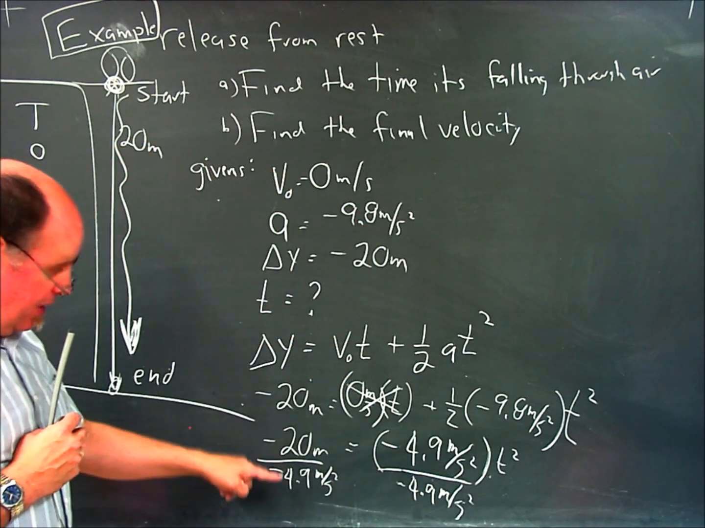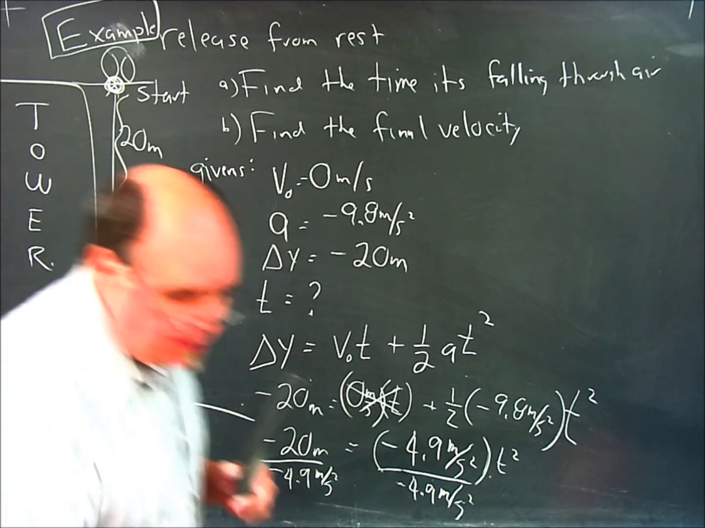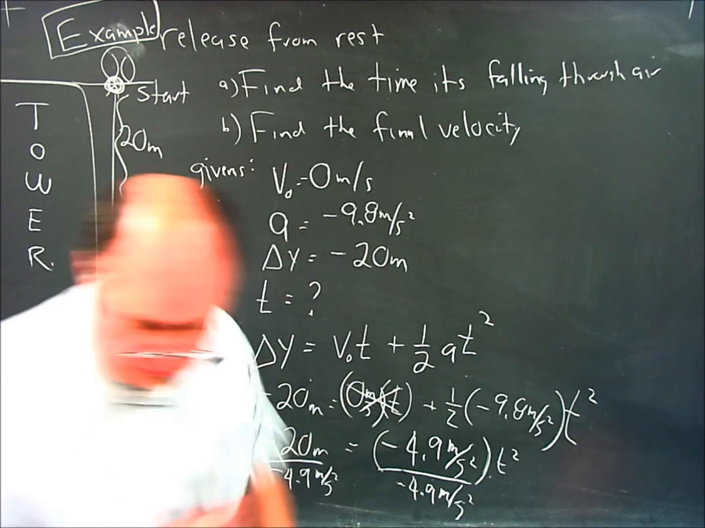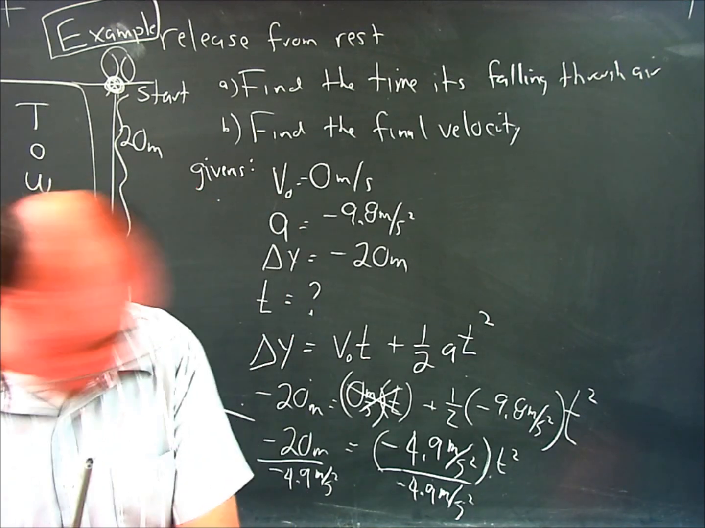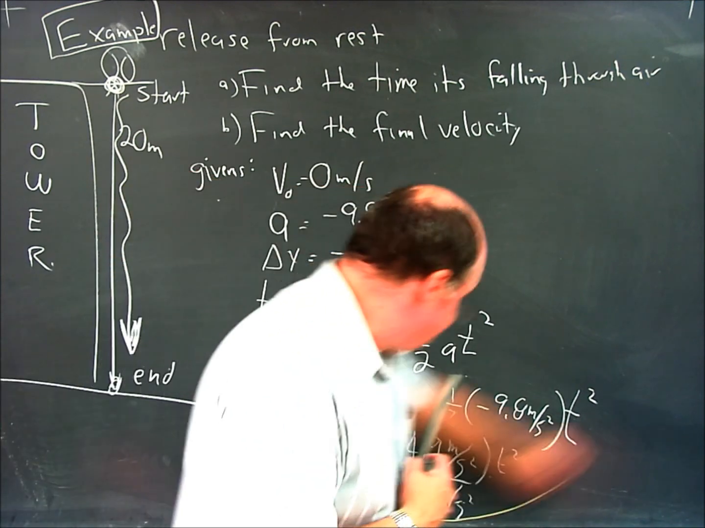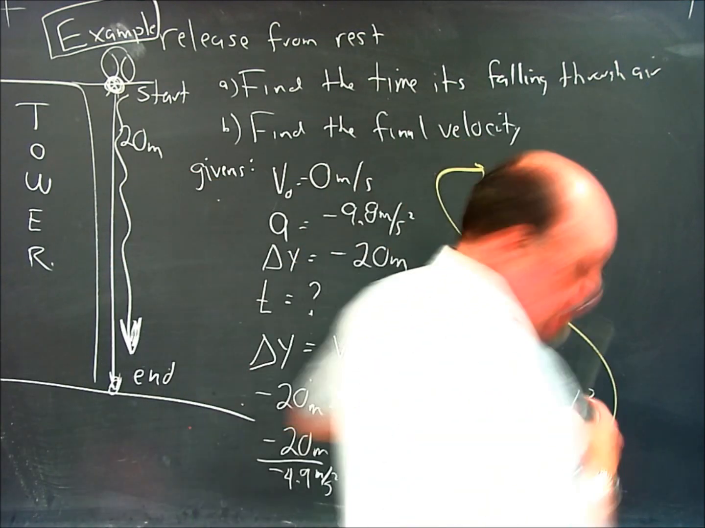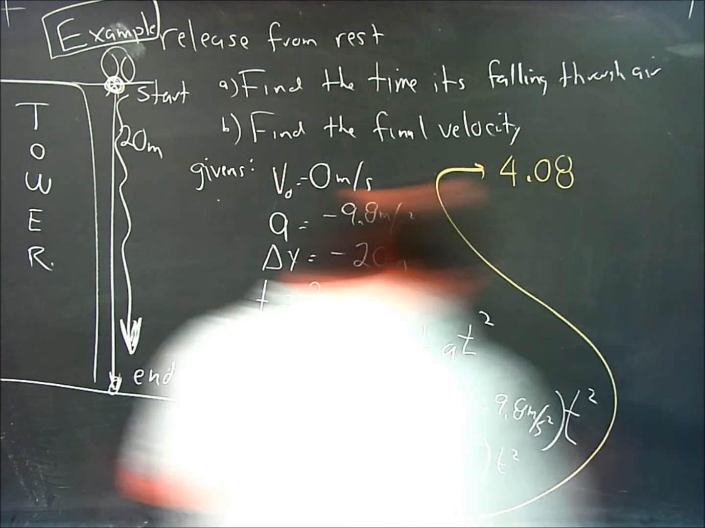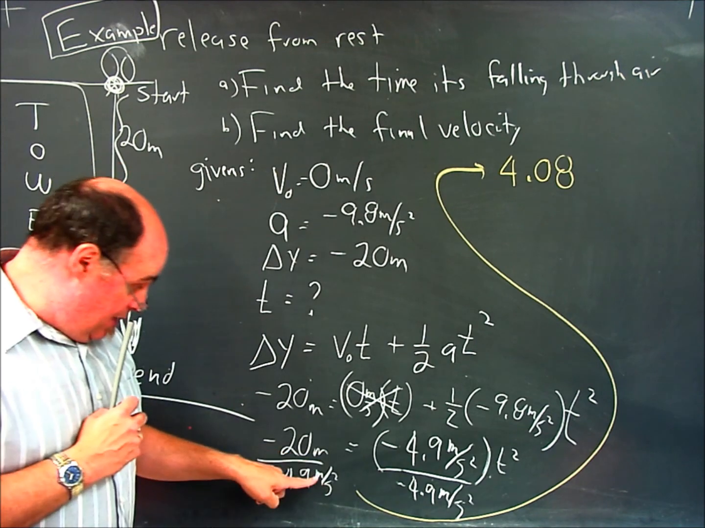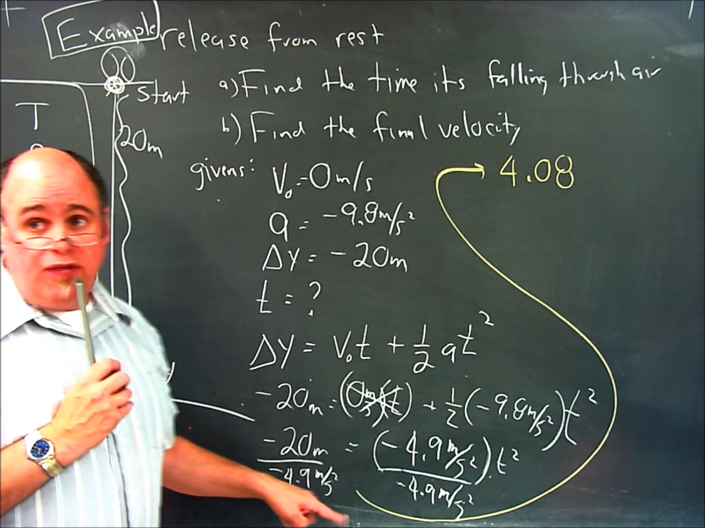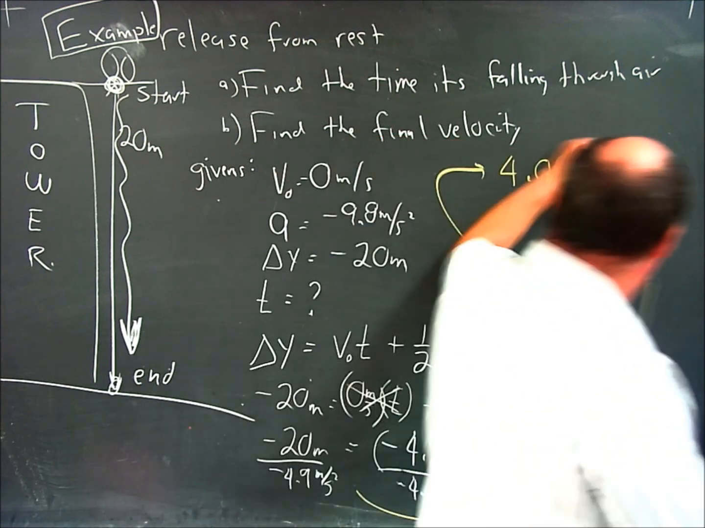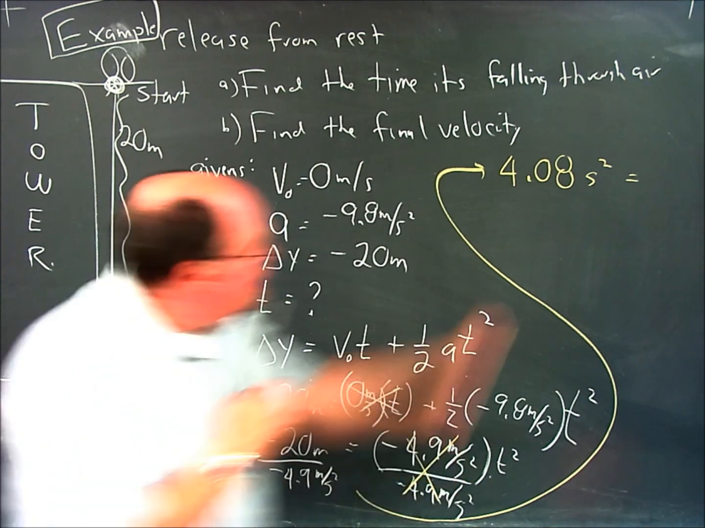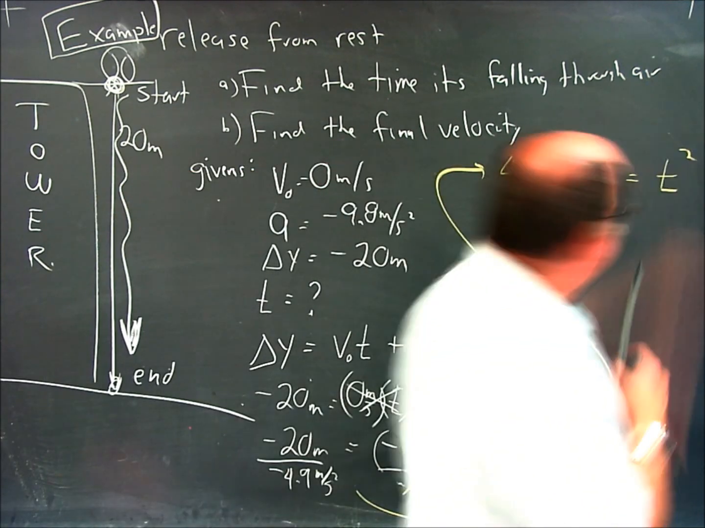So 20 divided by negative 4.9. Let me just do that math. 20 divided by 4.9. So on the left side, I'm getting 4.08. Well, when I take meters and I divide meters by meters over seconds squared, the thing I'm going to be left with is seconds squared. And that's going to end up equaling, this side canceled out. So this side is just going to be t squared.